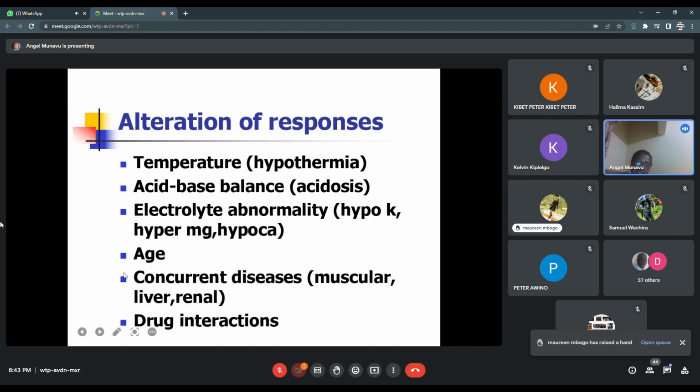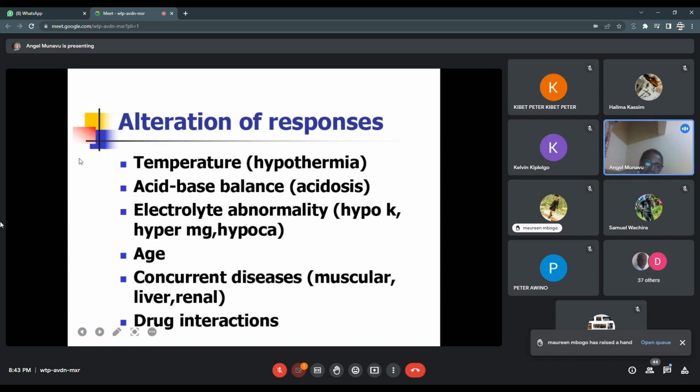Age again, of course, we find that in the young and in the older patients, you want to reduce the dose. And also concurrent disease, maybe patients with muscular disease or patients with liver or renal disease. Remember, these drugs are either metabolized in the liver or excreted in the kidney. So if a patient has liver or renal disease, you may need to reduce the dose or even not use it at all. Then also we may get drug interactions.